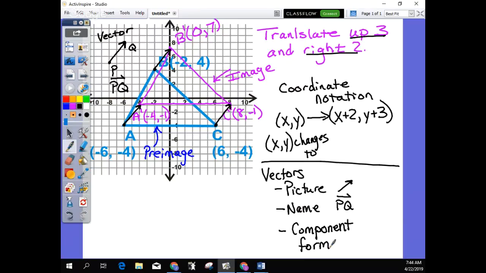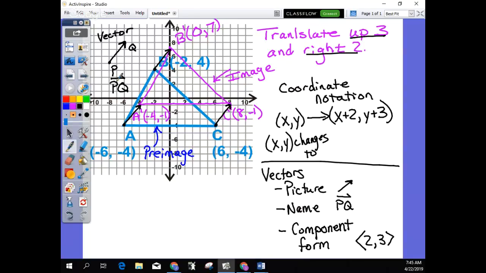Component form simply breaks the motion down into horizontal distance and vertical distance. So this vector takes everything and moves it horizontally 2 units. Component form always has these pointy parentheses, and the horizontal movement is 2, and the vertical movement is 3. So that's the component form of vector PQ. The picture had to be scaled correctly, so I have to draw it somewhere where it works. So there's a vector, okay?